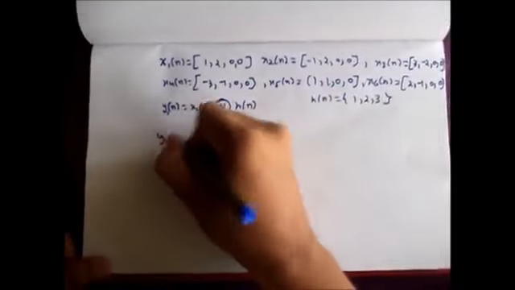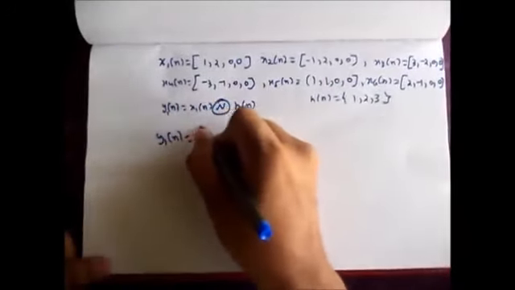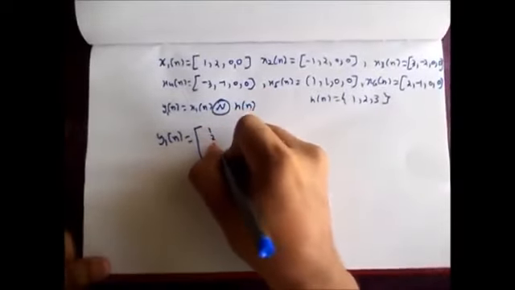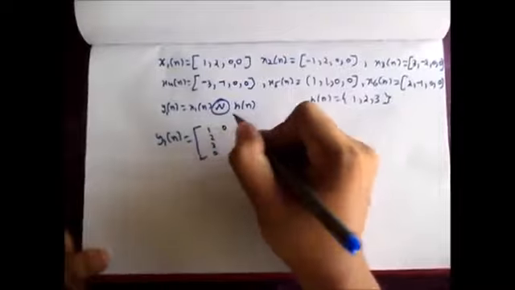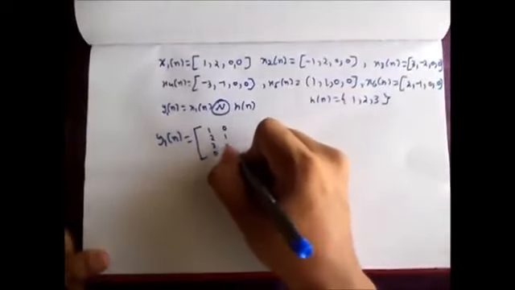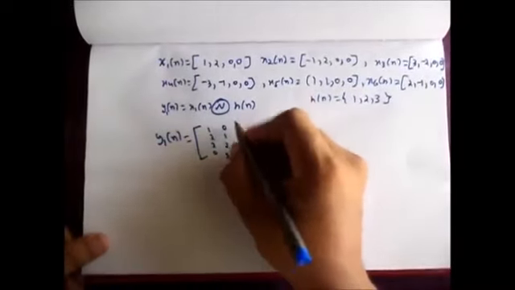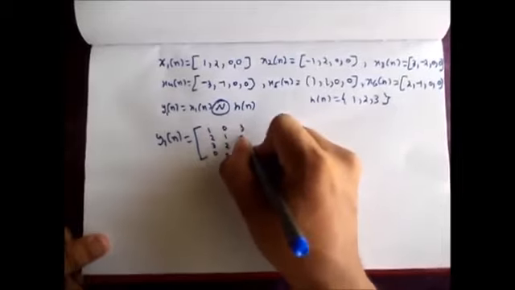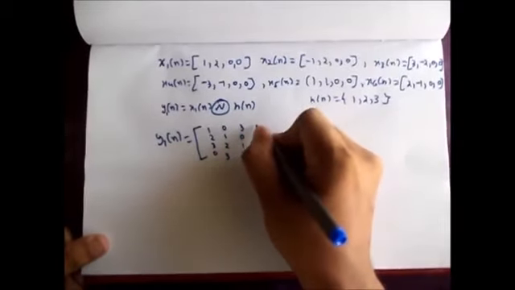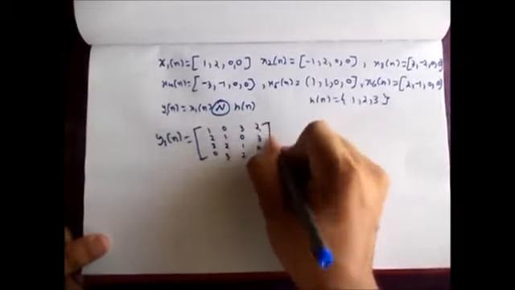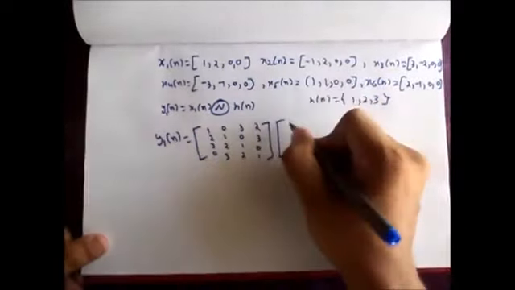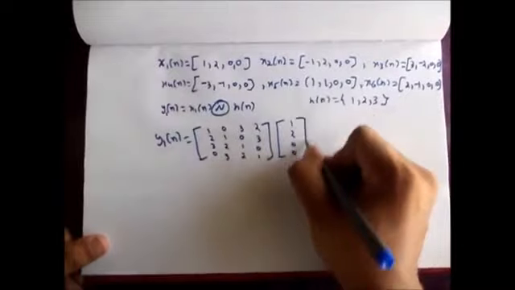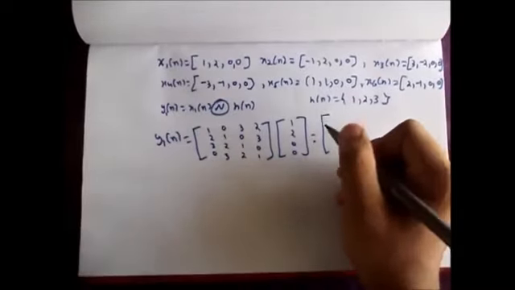So let us start to find the first output block. 1 2 3 0, we have to pad a 0, then we have to apply the circular shifting, so 0 1 2 3, then this becomes 3 0 1 2, and this becomes 2 3 0 1, and then we have to take the first input data block, that is 1 2 0 0. Now let us solve this.